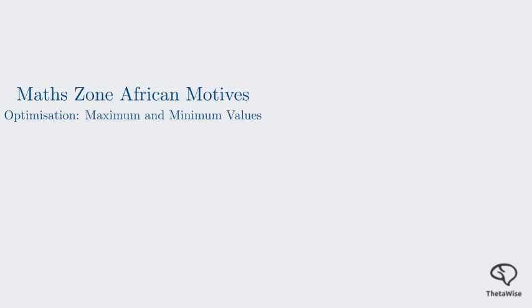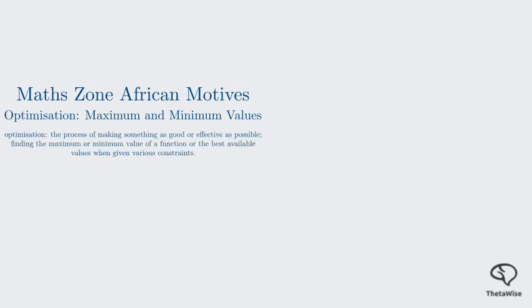Today, we're diving into a powerful application of calculus known as optimization. Optimization is all about finding the best possible outcome in a given situation. It's the process of making something as good or as effective as possible. This means we're often looking for a maximum or minimum value. Think about real-world scenarios. You might want to find the maximum profit a company can make, the minimum distance between two objects, or the maximum volume of a container you can build.